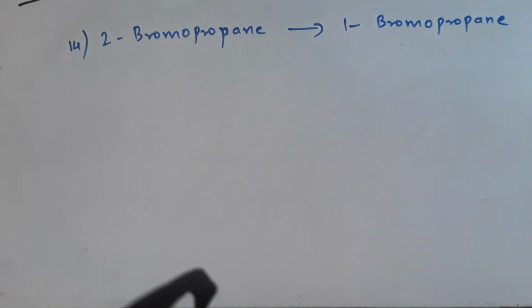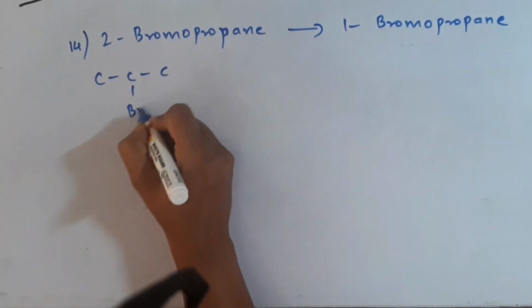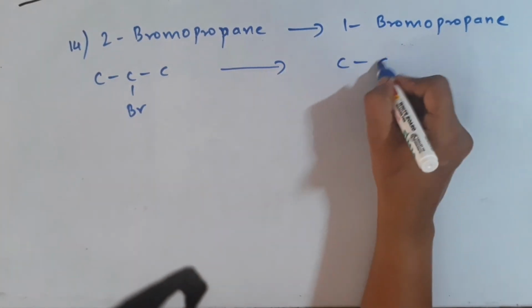So the next is 2-bromopropane to 1-bromopropane. We will draw the structure. This is the skeleton, 2-bromo to 1-bromo.